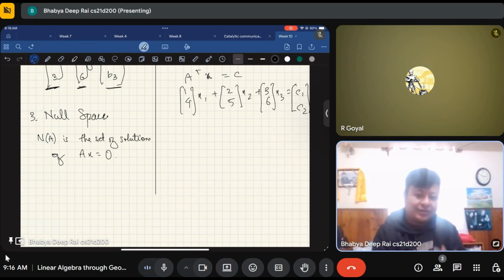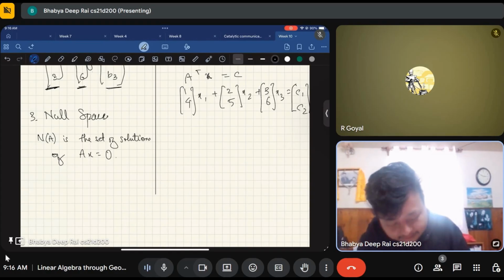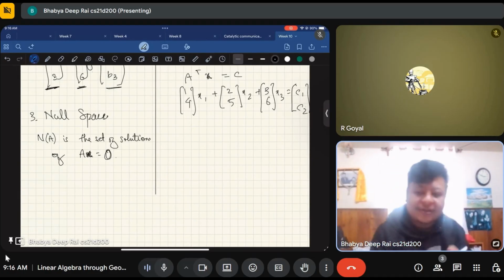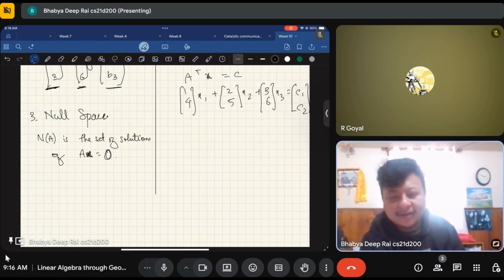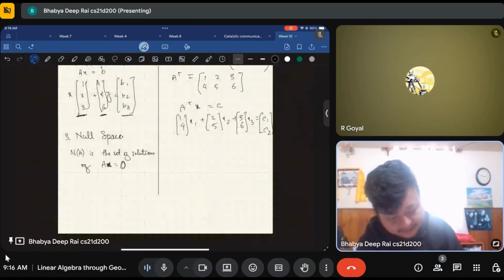So if we force the system to be homogeneous, then the null space is the set of all those x's which, when you apply A, are transformed to the zero vector. That is what is called the null space.